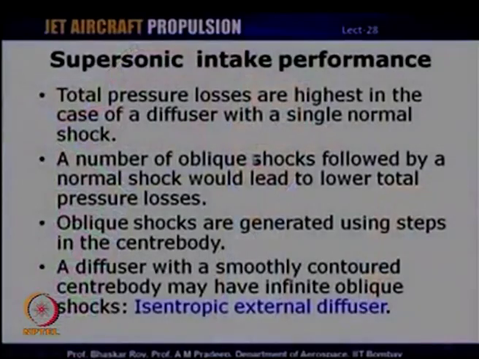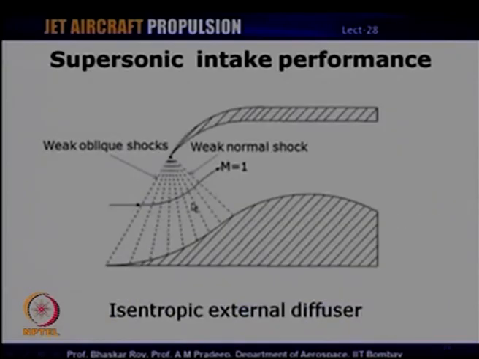And so, in this case the flow can be said to be isentropic, if we of course assume that frictional losses are minimal. Such a diffuser is known as an isentropic external diffuser, where there are an infinite number of oblique shocks and then a normal shock. The losses across these shocks are minimal. So, a diffuser which has a very smoothly contoured center body may have an infinite number of oblique shocks, and that is known as an isentropic external diffuser. This is just an illustration of an isentropic external diffuser.